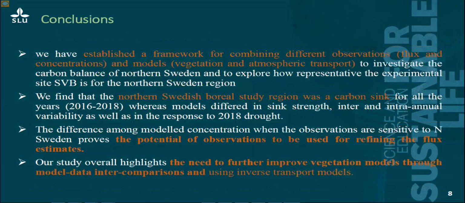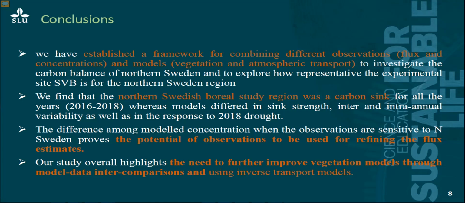The conclusions from my study: we have established a framework for combining different observations, different flux and concentration observations, and also different models, vegetation and atmospheric transport models, to investigate the carbon balance of northern Sweden and to explore how representative the experimental site Svartberget is for the northern Sweden region. We find that the northern Swedish boreal study region was a carbon sink for all the years, whereas models differed in sink strength, inter- and intra-annual variability, as well as the response to the 2018 drought.